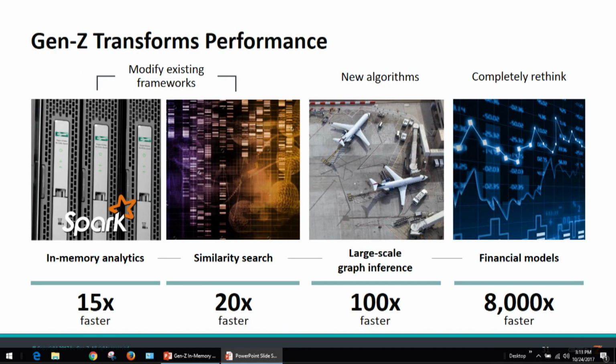And then Gen Z has been used. These numbers here are measured numbers. These are some benchmarks that my company has done, where we put everything in memory. By running this over Gen Z, you can see we've gotten 15x to 8,000x increase in performance, depending on the workload. And this is just the start. This is only what's been proven in the last year.